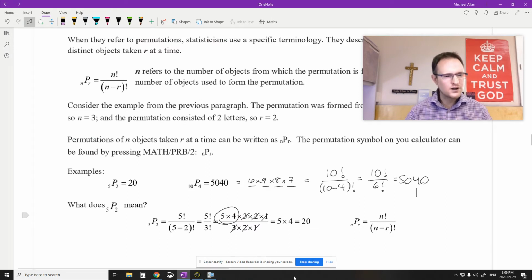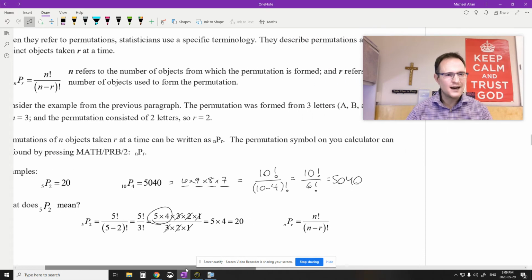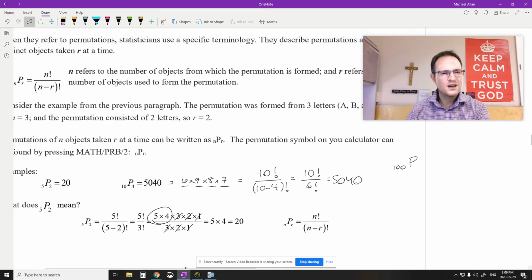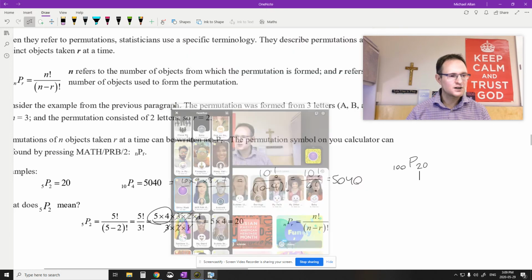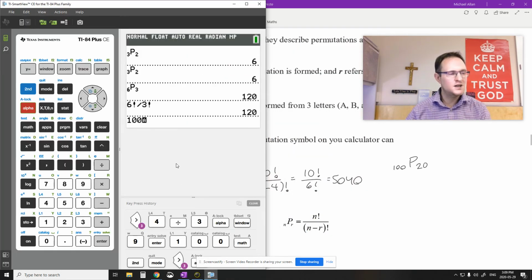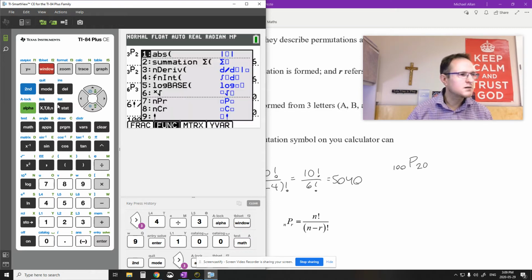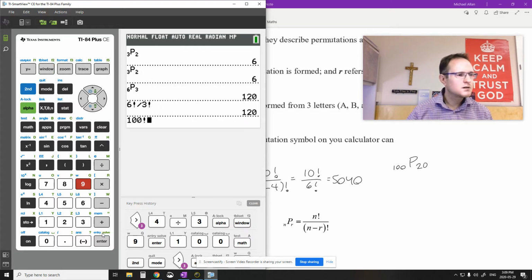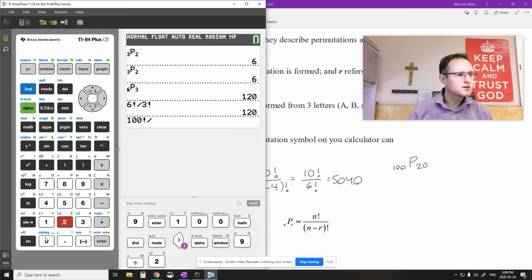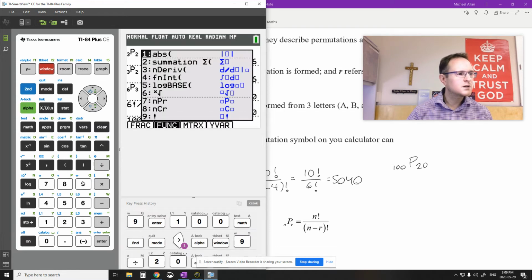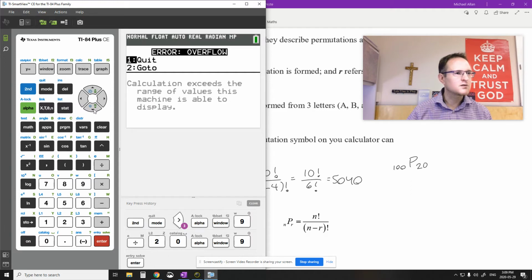I'm going to just throw another question on the side here that could be asked. So what if I had 100P20? My calculator can actually calculate that if I use the P button. But if I try to use the factorial way of doing this question, let's see what happens. I'm going to go alpha window, and then divide by 20, alpha window. I'm probably going to get a Stack Overflow. Yeah, I did. Okay.